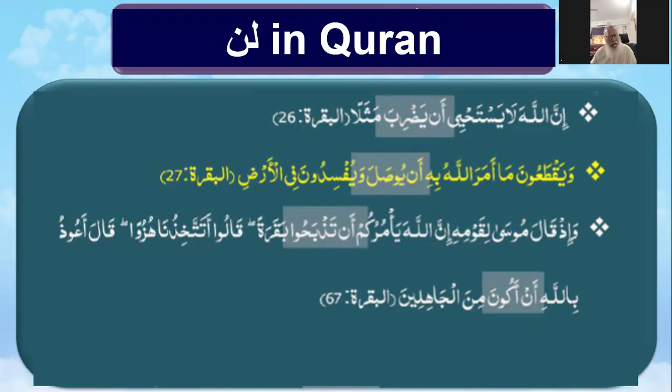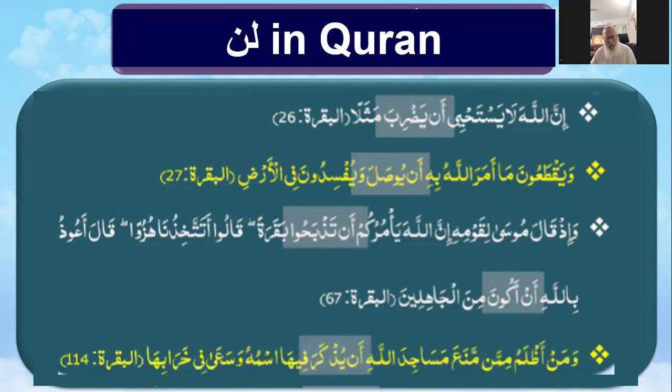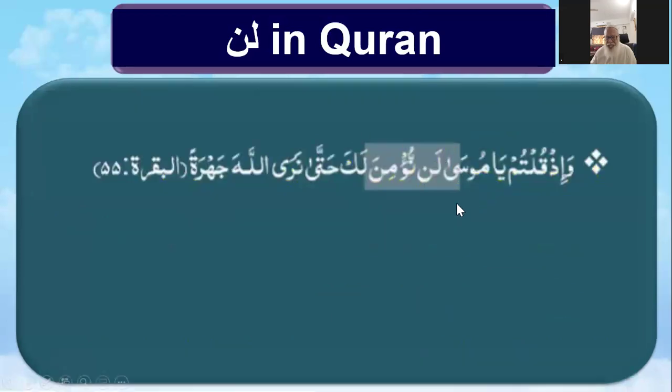And the meaning changes. The next ayah is which one? وَمَنْ أَظْلَمُ مِمَّنْ مَنَعَ مَسَاجِدَ اللَّهِ أَنْ يُذْكَرَ فِيهَا اسْمُهُ وَسَعَى فِي خَرَابِهَا. يُذْكَرُ changes into fatha. وَإِذْ قُلْتُمْ يَا مُوسَى لَنْ نُؤْمِنَ لَكَ حَتَّى نَرَى اللَّهَ جَهْرَةً. نُؤْمِنُ, due to lan, changes to the fatha and the meaning to the future with negation and strong: we will never ever believe.